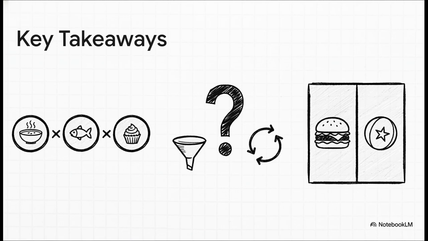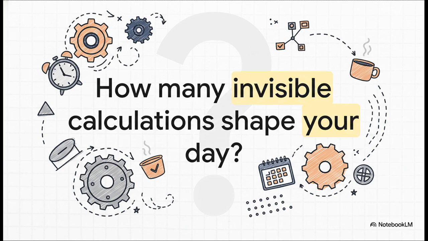So let's just wrap up with the key takeaways here. First, to find the total number of outcomes, all you have to do is multiply the possibilities for each event. Second, the most important question you have to ask yourself is, can the choices be repeated or not? And finally, remember that this simple idea is everywhere. It's shaping everything from your lunch options to the odds of winning the lottery. At the end of the day, the fundamental counting principle really gives you a new lens to see the world through. So I'll leave you with this question. Now that you know the secret, how many of these invisible calculations are you going to start seeing that shape your day?